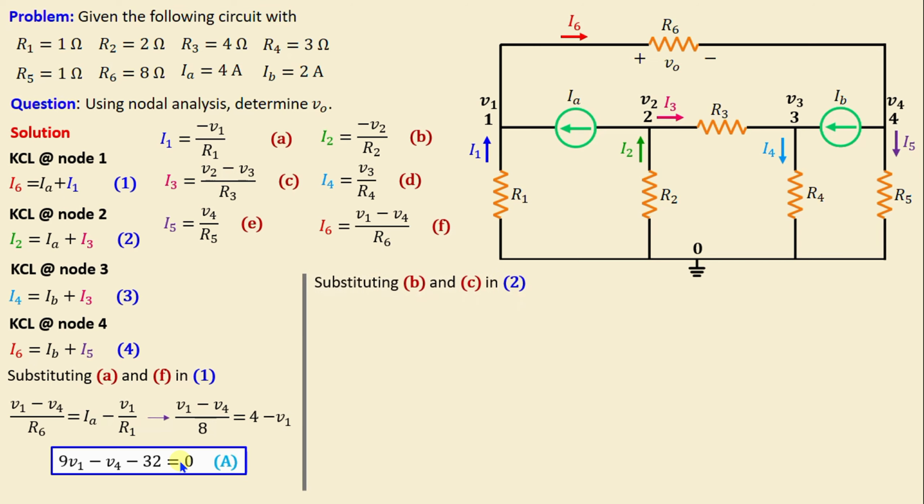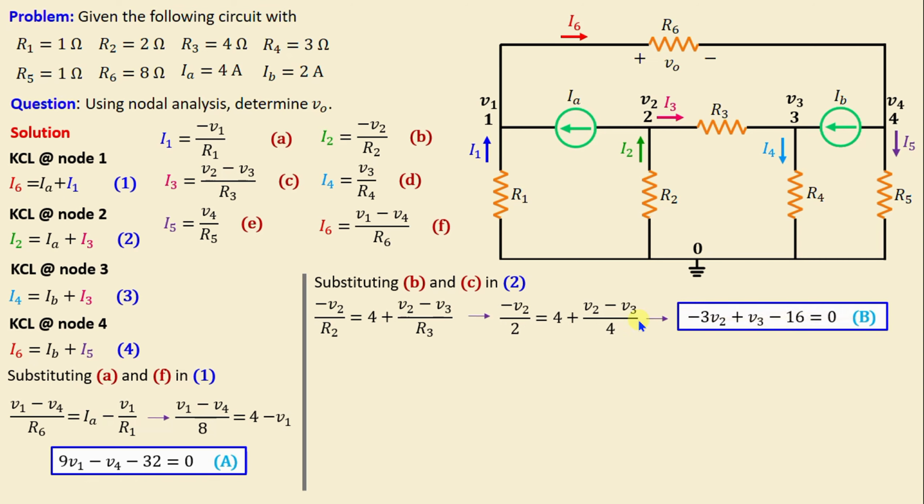And now by substituting B and C in 2, we can write negative V2 over R2 is equal to 4 plus (V2 minus V3) over R3. By replacing the resistors with their numerical values, we obtain this equation. And if we continue simplifying this equation, we obtain negative 3V2 plus V3 minus 16 is equal to 0.